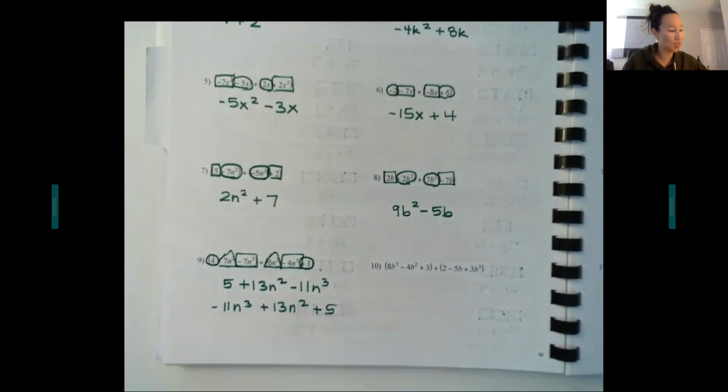I promise I wrote it like that. No, that's great. Either way, they're both right. So this is just kind of the standard form.